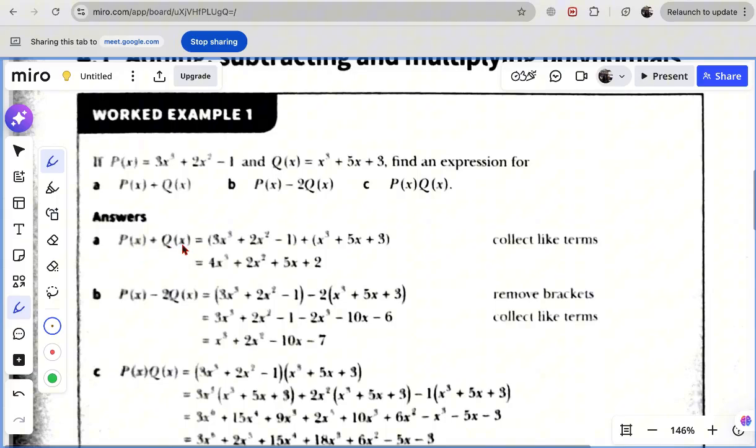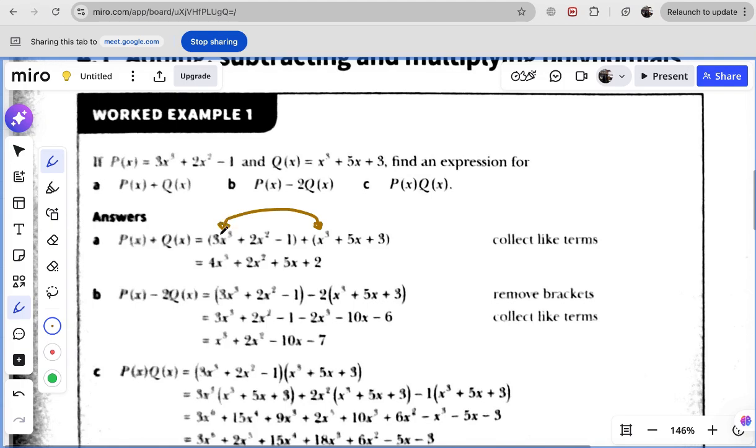P(x) plus Q(x), because they say we should add. What's Q(x)? x to the power of 3 plus 5x plus 3. Now, we only add the terms with the same power. What do we mean by that? This one has power 3, and this one also has power 3, so we're going to add this to this.